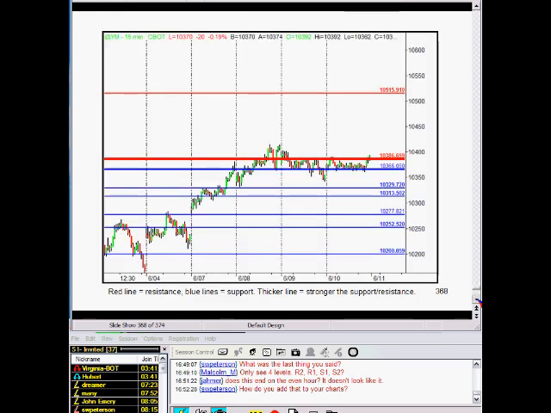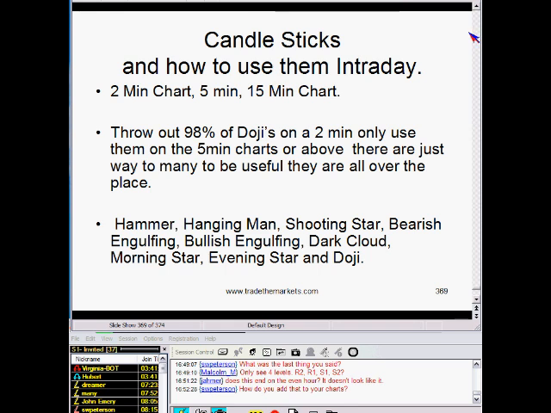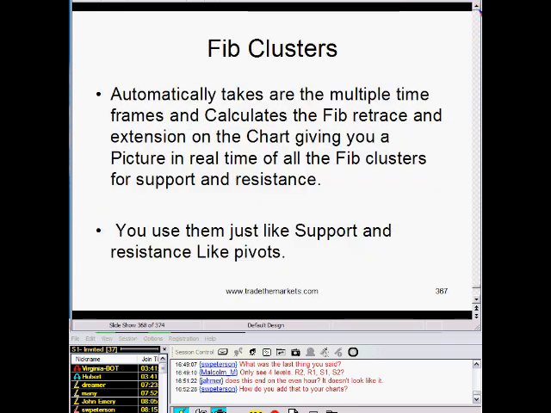Then we've got, let me forward through real quick here. I've got John. You want me to cover fib clusters at all? Sure. It's like 2 slides. Fib clusters. I use a couple of different programs, and we're almost done with our own that automatically does all the fib clusters on a weekly.